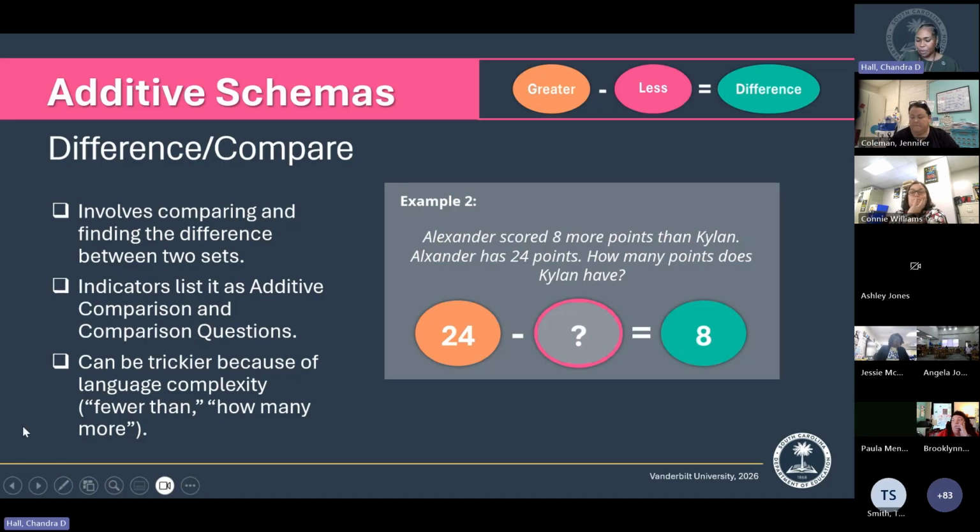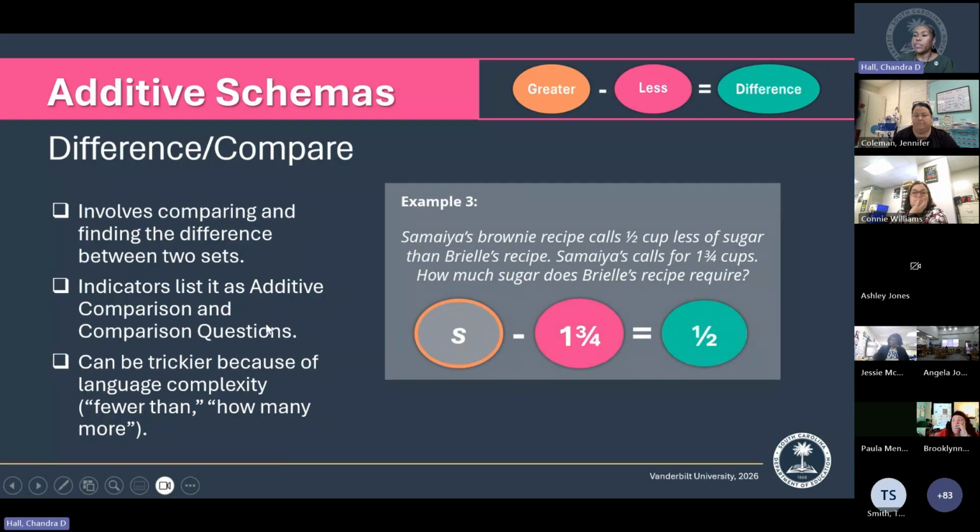The lesser amount. All right. Let's look at one more example of a difference compare schema. Samaya's brownie recipe calls for a half a cup less of sugar than Brielle's recipe. Samaya's calls for 1 3/4 cups. How much sugar does Brielle's recipe require?